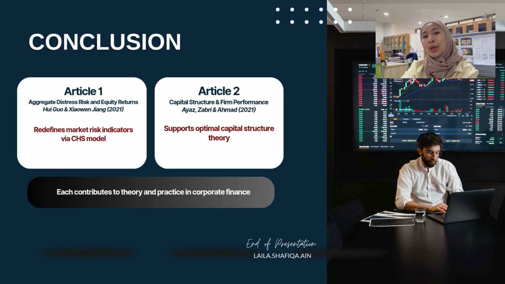Article 2, on the other hand, gives us a practical view of how a Malaysian firm can make better capital structure decisions by finding an optimal level of debt. It bridges theory and practice by applying global financial principles to local firms.